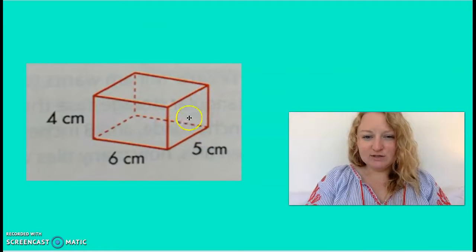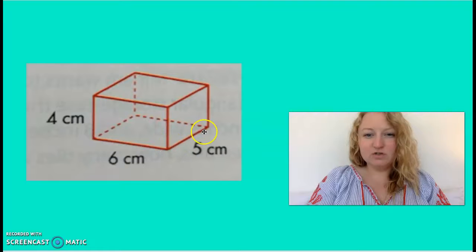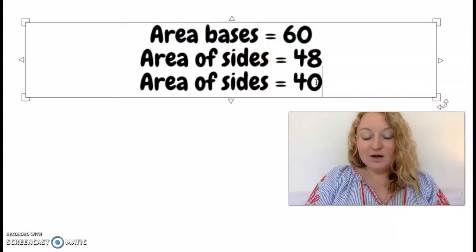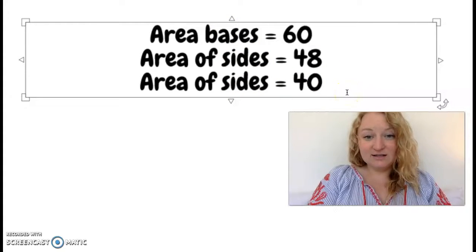And then I have my short sides over here, and I have to do my length times my width. So I'm going to do 5 times 4, which is 20. And there's 1 here and 1 here, which is 40. Now I want to make sure that I have all 6 sides. So I had 2 bases, 2 long sides, and 2 short sides. 2, 4, 6. All right, so that's the area of all 6 sides.